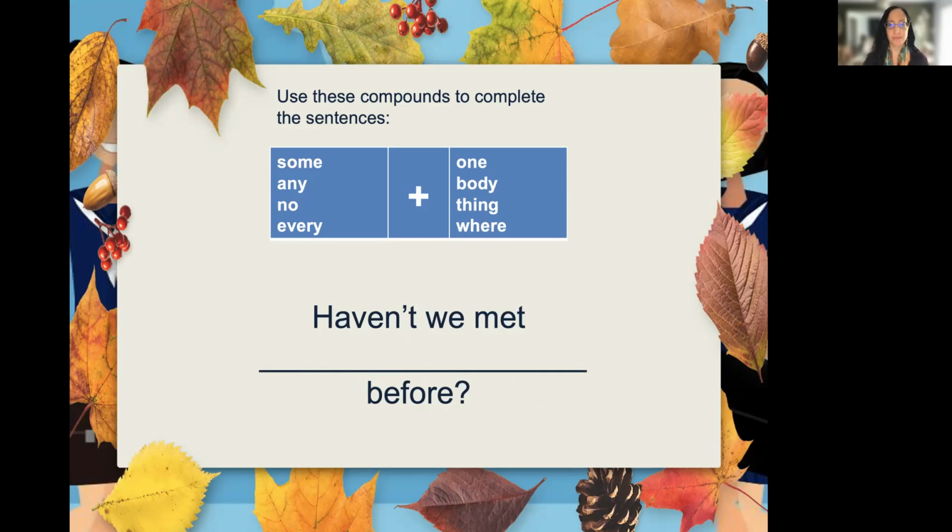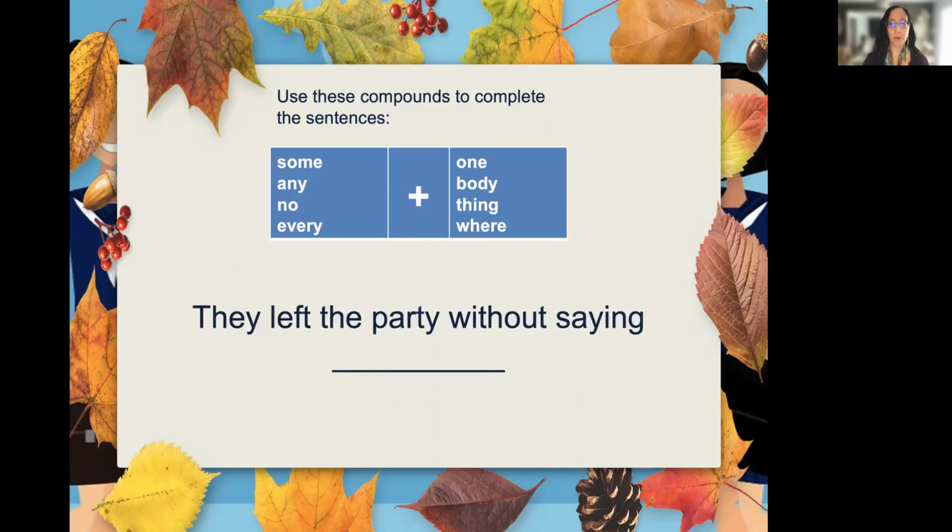How about this one? Haven't we met blank before? Tricky one. Haven't we met? Could be two words. Sometime or somewhere. Haven't we met sometime before? Haven't we met somewhere before? Either one.